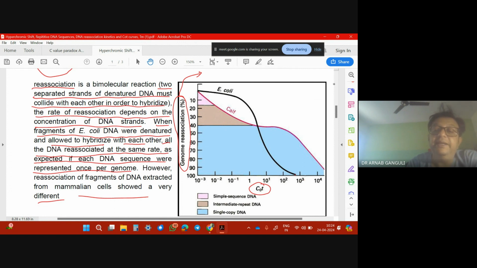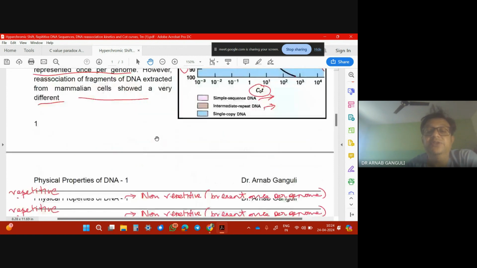So this pink region, simple sequence DNA, is repetitive. This brown color is the intermediate repeated sequence over here. And this much, 60% of the genome, is single copy DNA. So initially the single copy rate rose, here the double copy rate came to the same rate, but here it did not become the same rate, almost the same rate. So these are COT values.